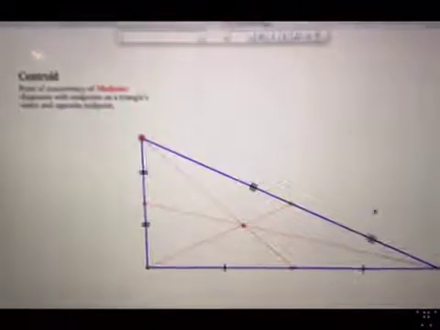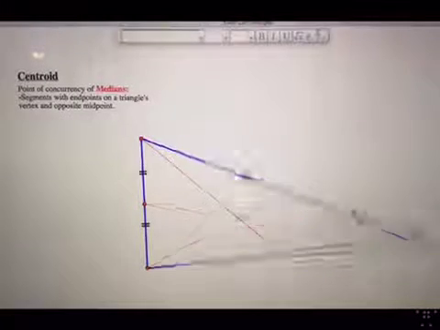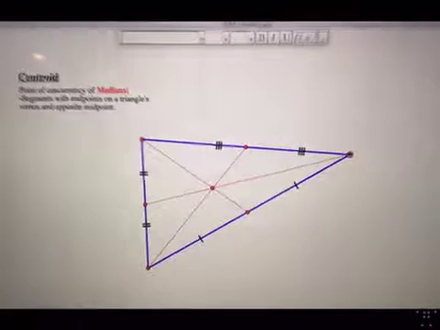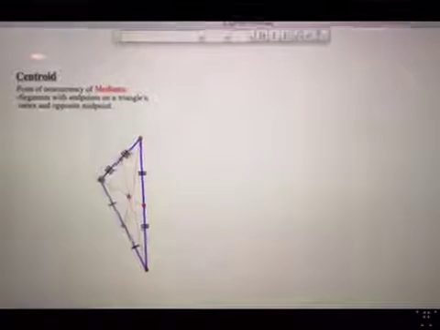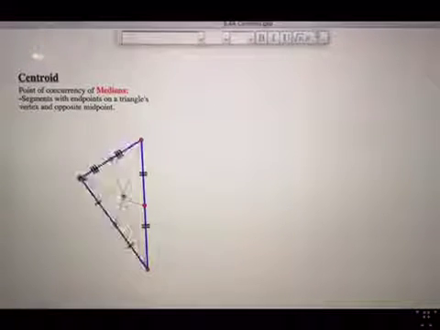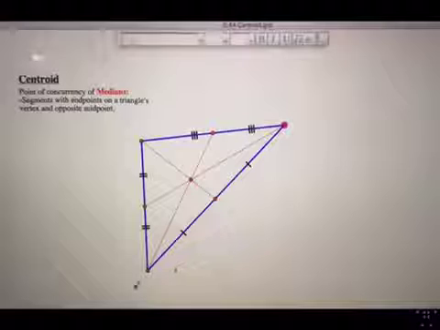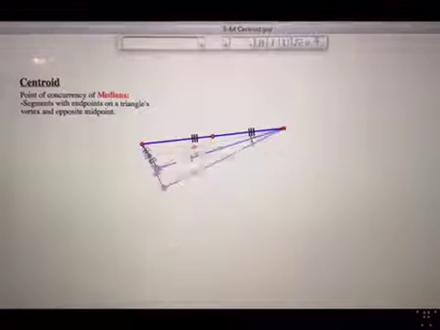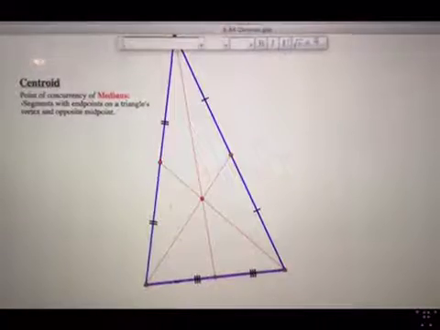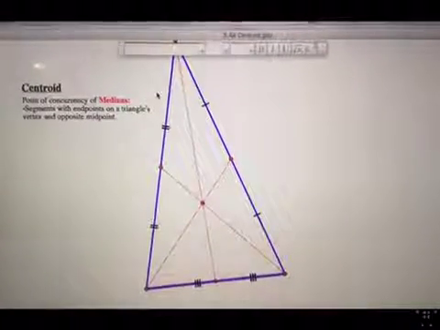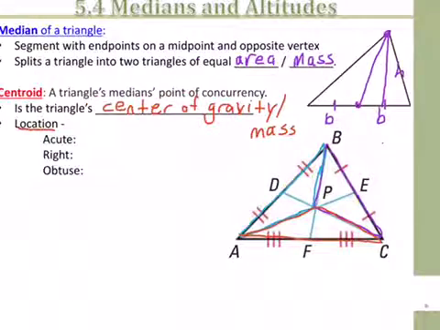As far as the location of the centroid, part of the definition of a median is that it's going to go through the triangle. So if a centroid is where all the medians meet, there's really no way it could be anything other than right inside of the triangle. Regardless if that triangle is obtuse or acute or whatever, it's in there. So, as far as wrapping things up, for the location of the centroid, it will always be inside.